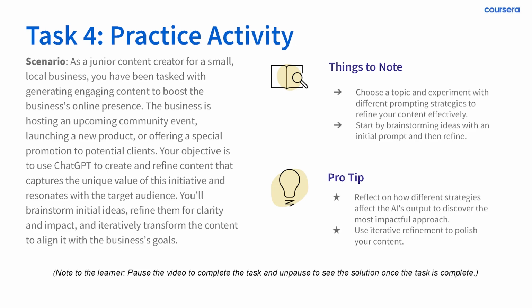Once you've chosen your topic, follow these steps. Start with an initial prompt. Brainstorm ideas related to your chosen topic. Think broadly and explore different angles. Refine your prompt based on your initial outputs, cherry-pick the best parts, and iteratively transform your content to align it with your goals. Make it more engaging, vivid, or direct, depending on your end goal.